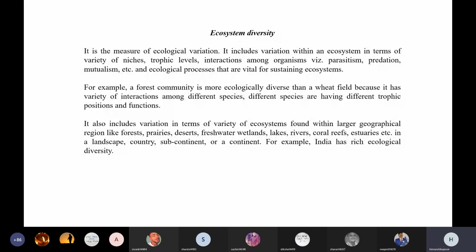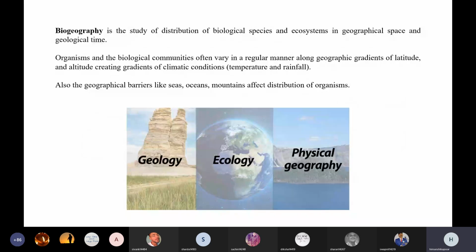So now coming to the next part of this unit, which pertains to biogeography. What do you understand by the term biogeography? Have you studied biogeography before? No, ma'am. Okay.